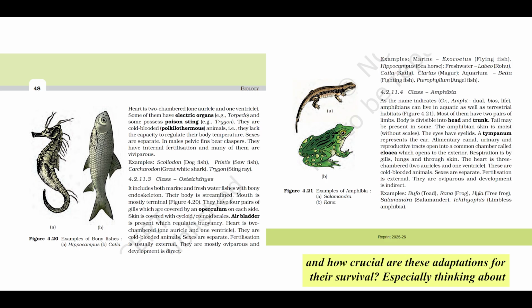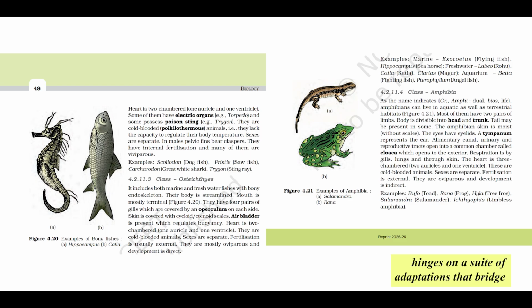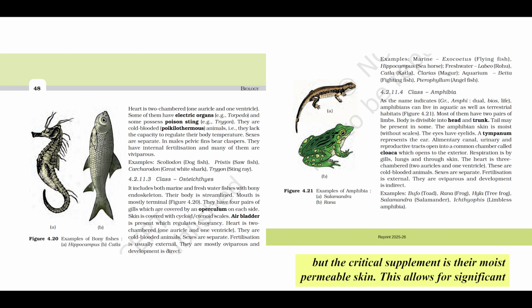And how crucial are these adaptations for their survival, especially thinking about changing or fluctuating environments like we see with climate shifts today? Their success, and indeed their vulnerability, hinges on a suite of adaptations that bridge the aquatic and terrestrial worlds. It's a delicate balancing act. Firstly, their dual respiratory mechanisms are absolutely key. Larval gills are perfect for underwater life. Adult lungs allow air breathing on land, but the critical supplement is their moist, permeable skin.